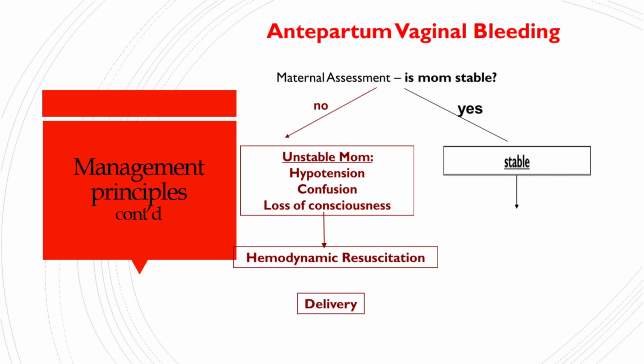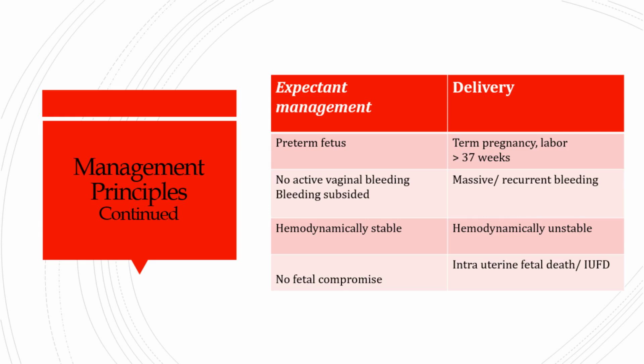This flowchart can be used to decide what the management steps should be. First, determine patient stability. If the pregnant patient is unstable, start resuscitation and deliver. If stable, investigate further and monitor. In general, preterm patients whose bleeding is subsiding, and who are hemodynamically stable with no fetal compromise, are safe to be monitored. If the patient is full term, you can consider delivery or induction of labor. Even if they are preterm but have heavy bleeding or hemodynamic compromise, they should be delivered urgently.